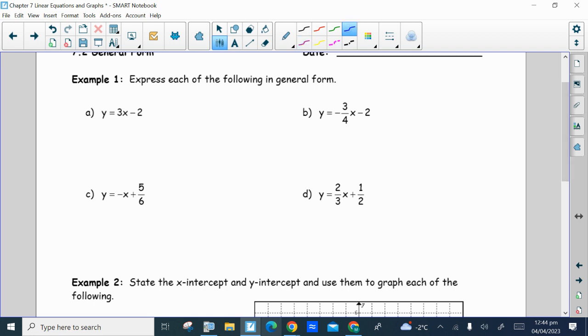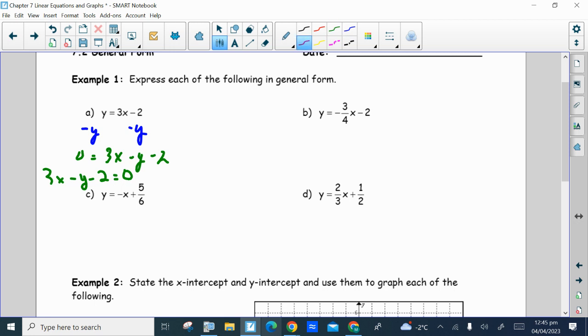So that first one, there are no fractions. So the first step is already done for us. Also, the x term is positive. So all we have to do for this one is bring the y term over to the other side by subtracting it from both sides. That'll leave us with 0 on the left. On the right, excuse me, x term first, then the y term, then the constant equals 0. That's the same thing as 3x minus y minus 2 equals 0. Same thing. There's the equation in general form.